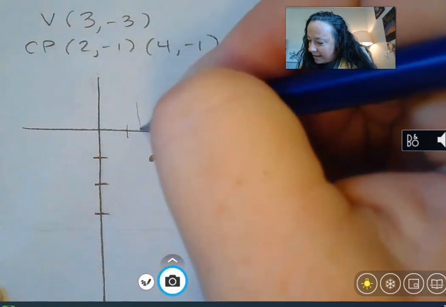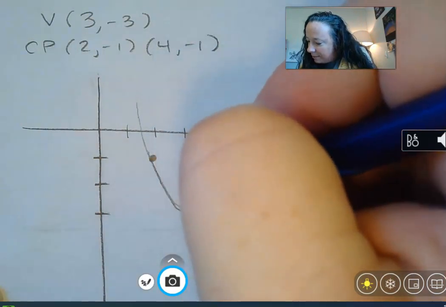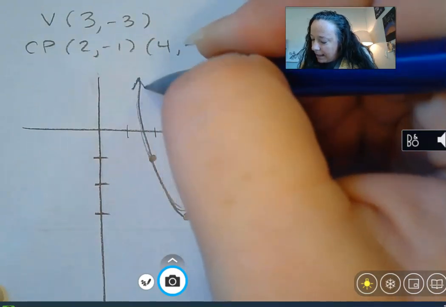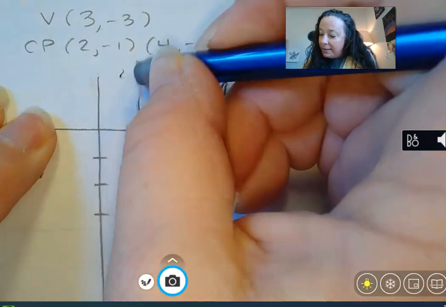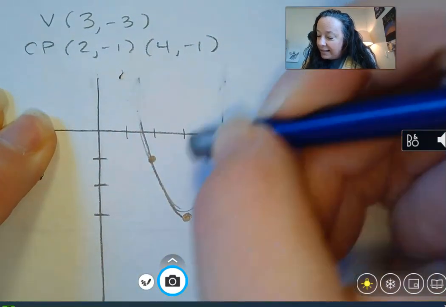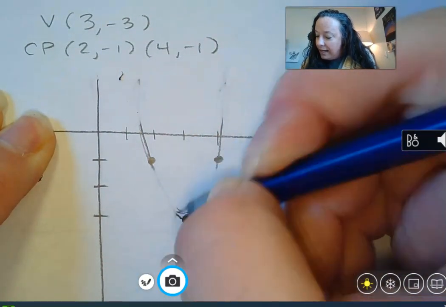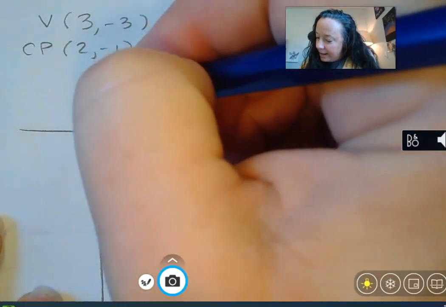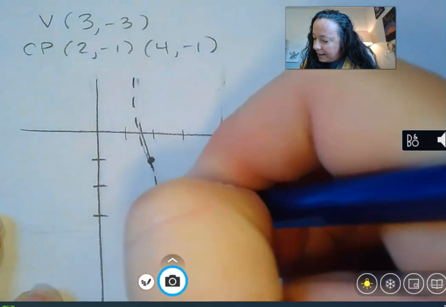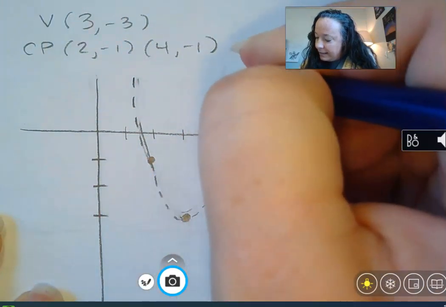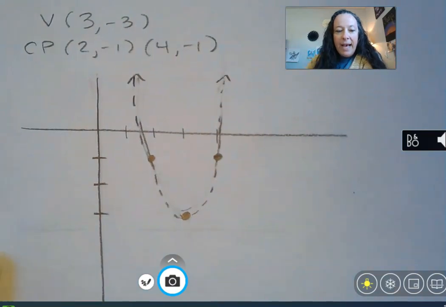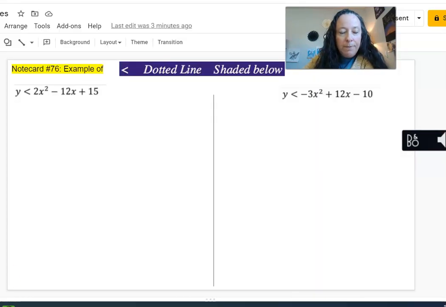And then I just do my best, and it's not going to be perfect because I'm not using a computer, and I'm sketching it. However, I wasn't supposed to sketch it solid. A lot of students will do that because they're getting used to sketching, but we need to do a dotted line. If you need to draw the solid line and then erase little parts of it, that's fine, but this is a dotted line. And then back to the actual problem, it is shaded below.